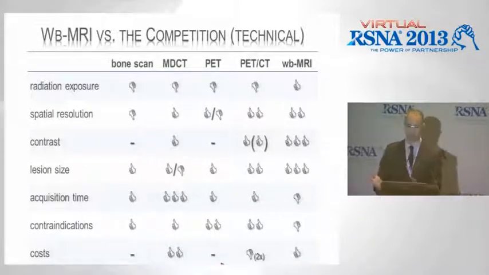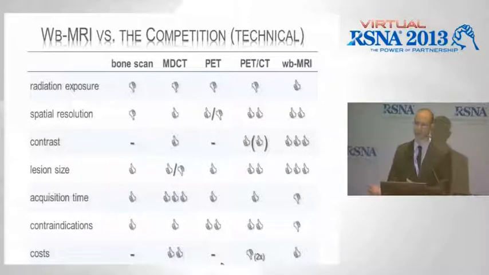And what I'm trying to give you here is the combination of the data that's out there and my own perspective. If we look at the technical side, how whole body MRI performs against the rest of the competition, I think it's the contrast. It's also the lesion size where it's superior. It can detect really small lesions due to its contrast to background signal. It has problems in acquisition time, we heard that, and there are contraindications. But interestingly, there's only one study that really looked into that. PET CT is twice as expensive, at least in that setting, compared to whole body MRI.